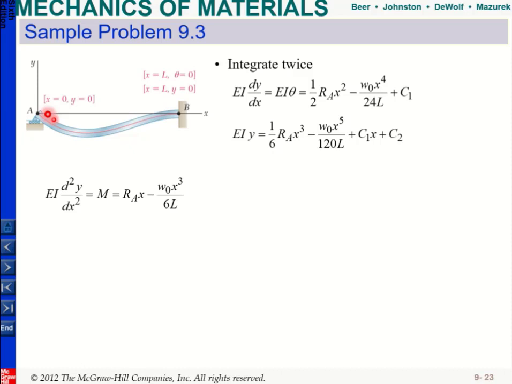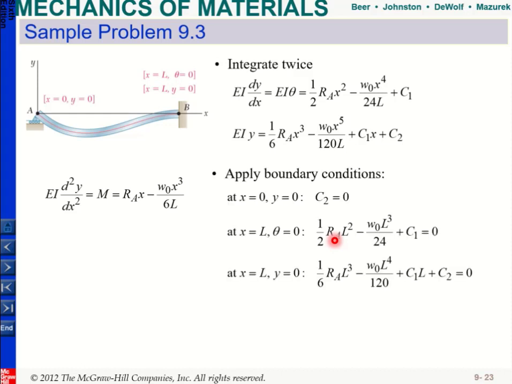And then if I look at the boundary conditions, here this is a roller, so I know that y is equal to 0. And here this is a fixed support, so I know that y is equal to 0, and the slope also is equal to 0. And from there, it means that I have 3 boundary conditions. So when x is equal to 0, y is equal to 0, I just use this equation, and you can find that C2 is equal to 0.